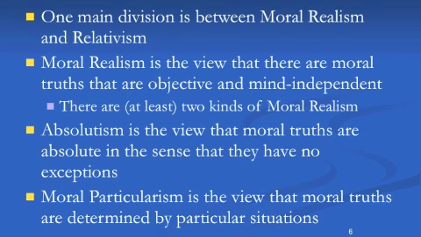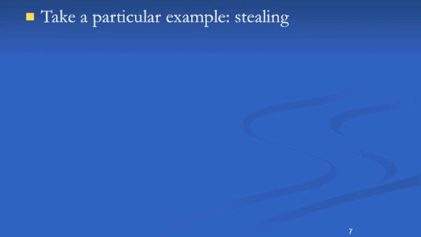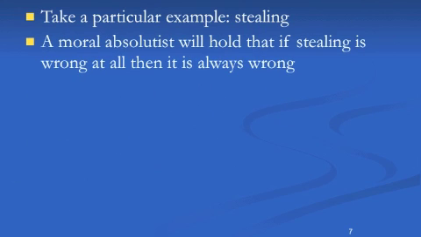Now, these are both versions of realism, but let me flesh them out just a bit more with a particular example. So, for instance, take stealing. The moral absolutist will hold that if stealing is wrong, then it is always wrong, no matter what kind of particular situation you find yourself in. So, it's wrong if you steal a penny from a billionaire. If stealing is wrong, then that's just as wrong as stealing $1 billion from a billionaire or stealing $100 from a person who only has $100. Stealing is wrong in its nature or because of the kind of action that it is, absolutely and without exception.